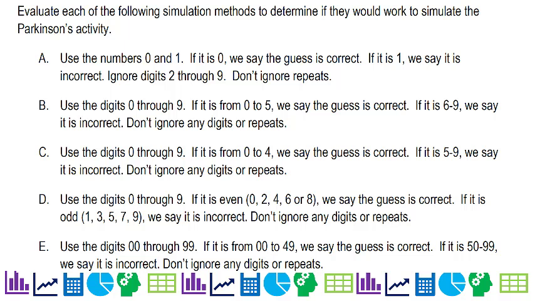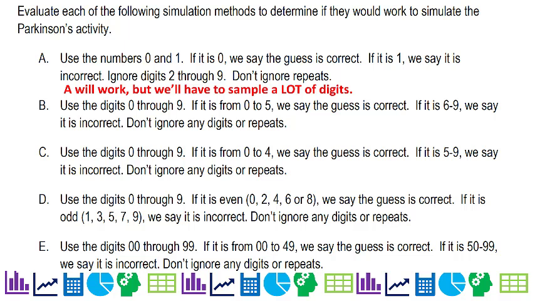So we could say, hey, we're just going to use the numbers 0 and 1. If it's 0, we say it's correct. If it's 1, we say it's incorrect. And we ignore 2 through 9 and don't ignore repeats. Well, if you remember from the movie thing, that's only 2 digits that can get me an answer. So A will work, but we'll have to sample a lot of digits. So I don't want to do A, all right?